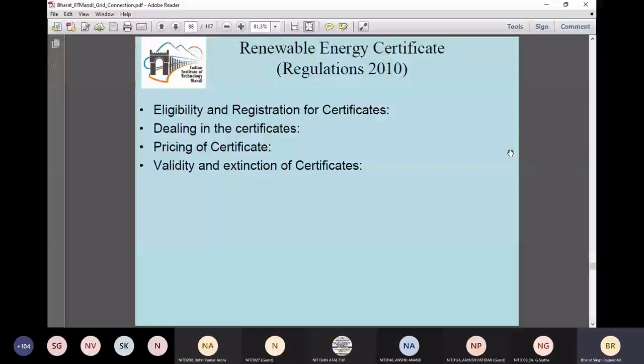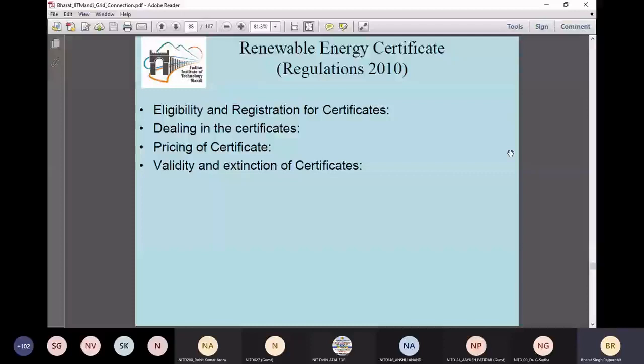Renewable Energy Certificate Regulation 2010. There are certain constraints: what is the eligibility in the certificate, dealing in the certificate, how to decide on pricing, and what should be the validity of the certificate once it is issued. So please come to the next slide.